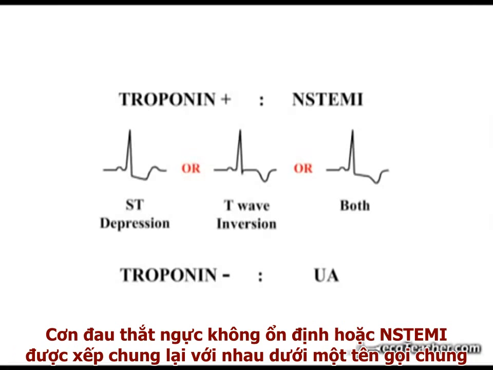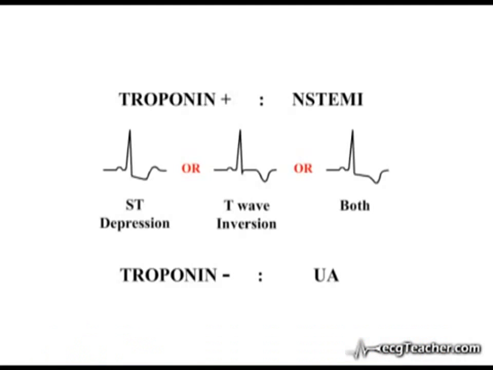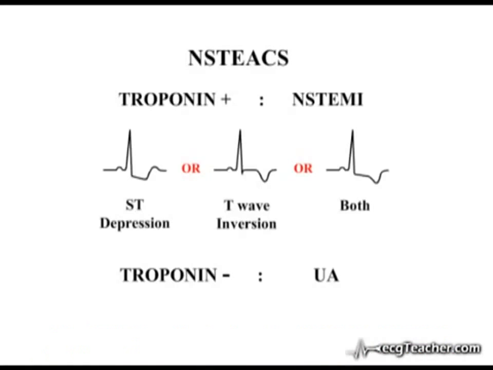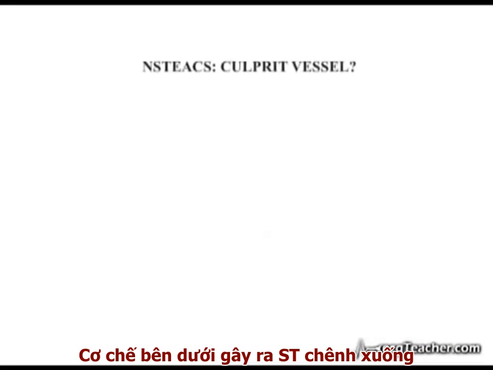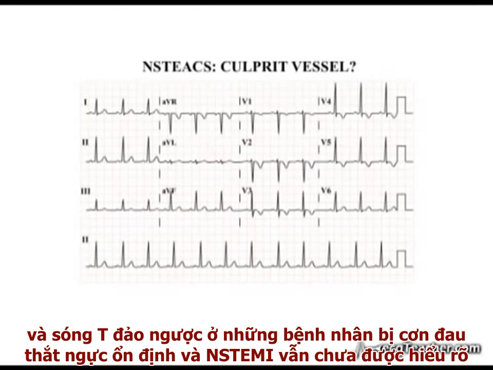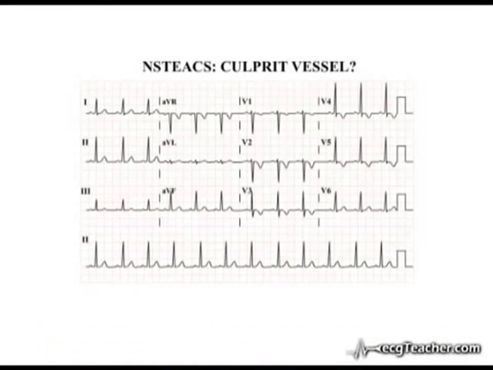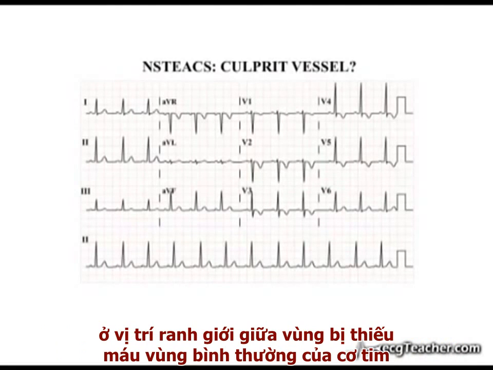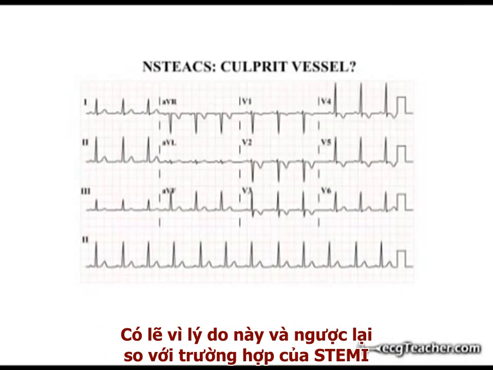Unstable angina and non-ST elevation MI are grouped together under the general term non-ST elevation acute coronary syndromes. The mechanisms generating ST depression and T-wave inversion in patients with unstable angina and non-ST elevation MI are poorly understood. They may relate to abnormal electrical events at the margins between ischemic and adjacent normal regions of myocardium.